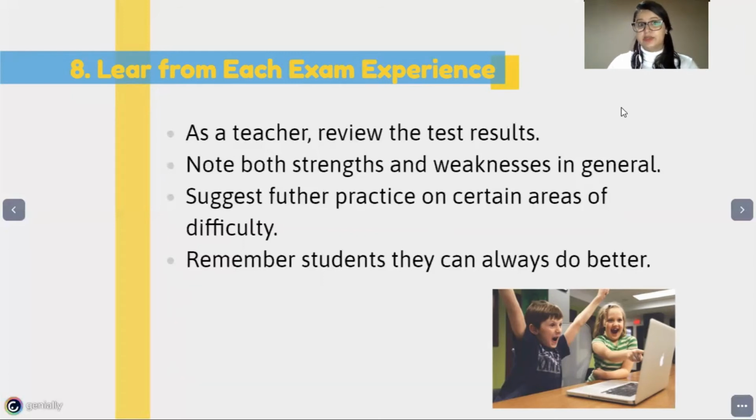Some teachers could also suggest further practice for students to develop a certain skill or to develop more knowledge on a certain area of difficulty. And remember, students can always do better. Each exam is a learning opportunity for them, and they need to focus on their progress and those specific areas in which they need to work on.